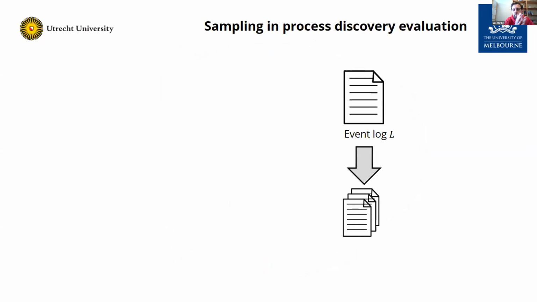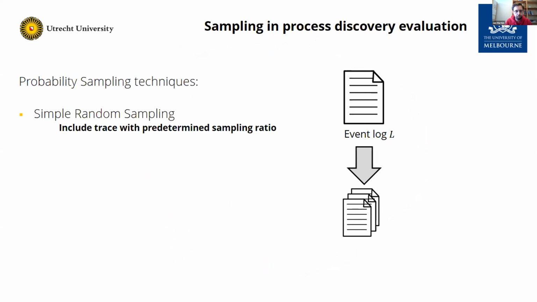We have an event log and we can generate a sample out of it. Well, one way is to do this using all kinds of probability sampling techniques. And the easiest way is to do simple random sampling. So we have an event log, a collection of traces, and you just draw from them with a predetermined sampling ratio. It's a very simple way of random sampling, but it's random. And that means that we can start applying statistics on it. So that's one way of looking into it.